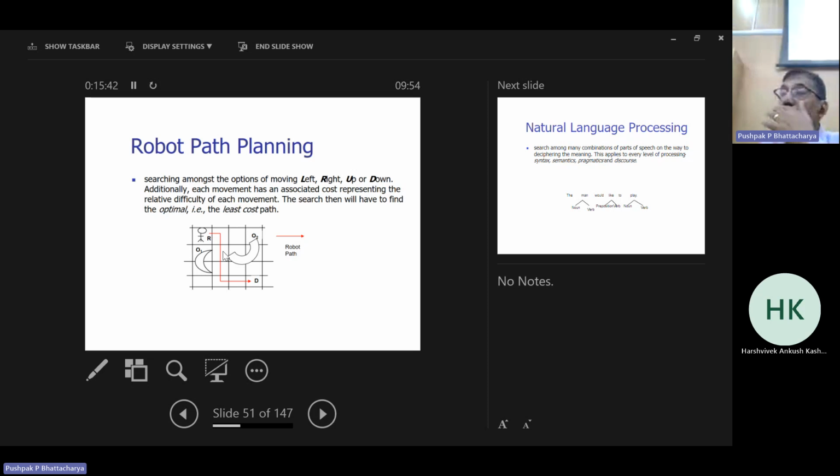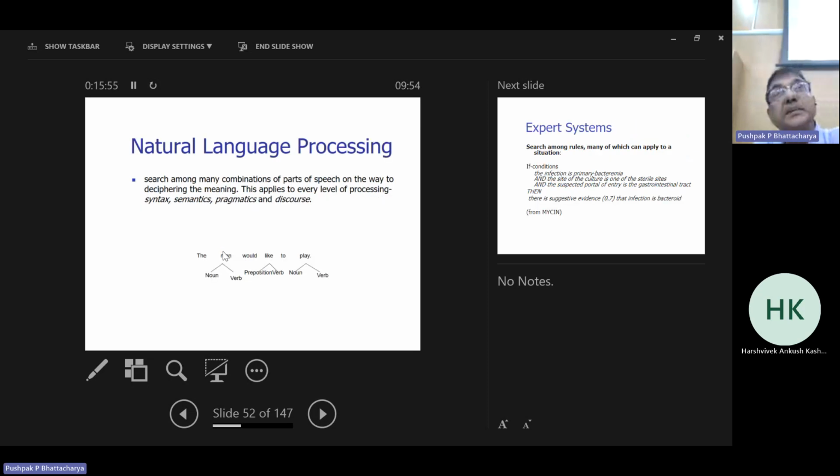A lot of things can be demoed through ChatGPT and such large language models. Okay, so you can see the robotic path, which is in red. Language processing also as such.